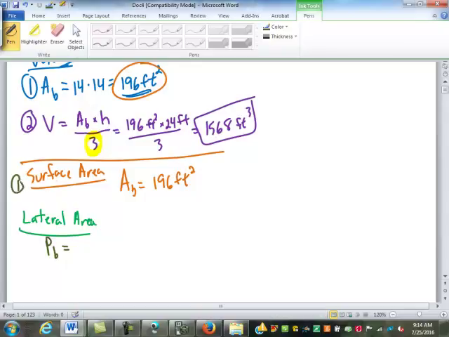So step 1 was to find the area of the base. We already have that. Step 2 is to find the perimeter of the base. Well, this is just a square that is 14 by 14. So we could do 14 times 4, or just add up 4 14s to get 56 feet is the perimeter of our base.